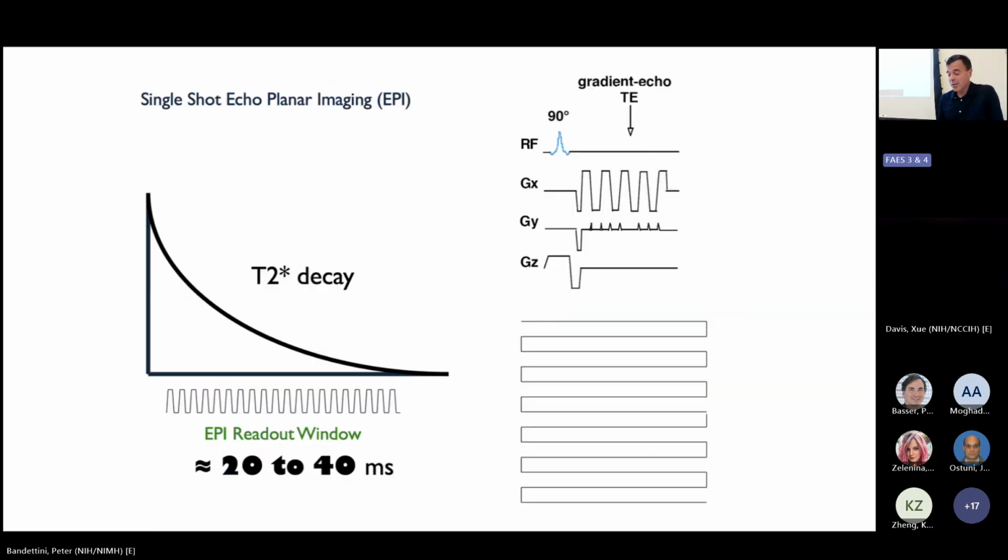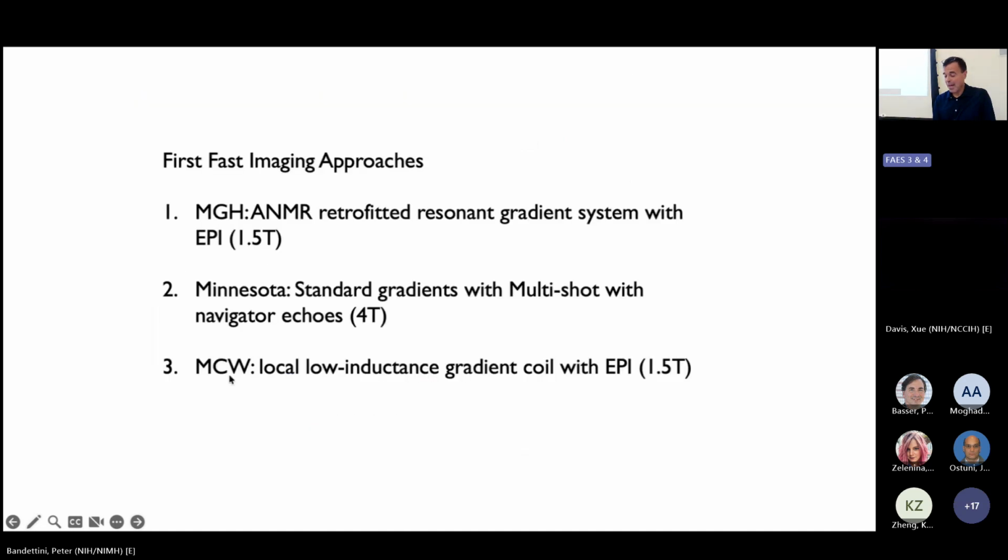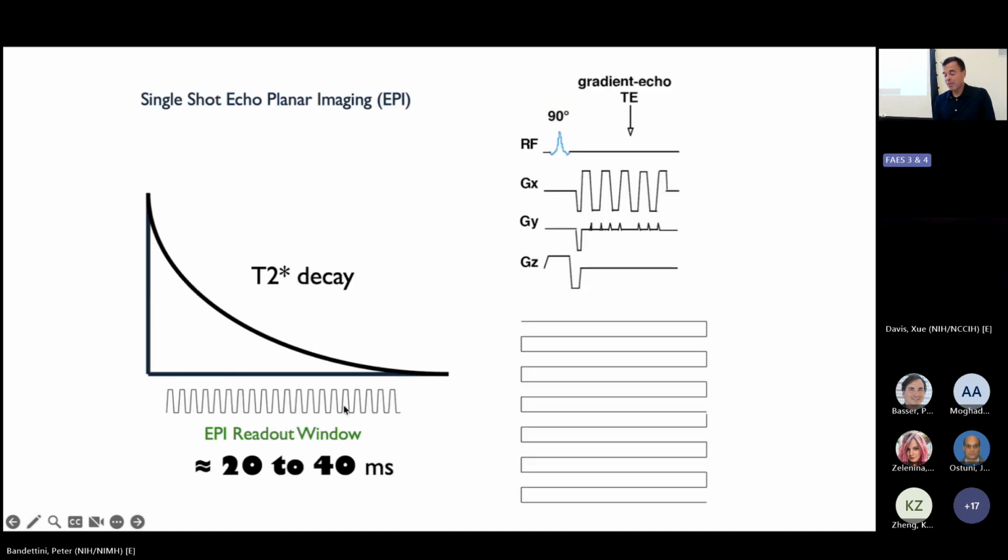But the workhorse experiment, though, was echoplanar imaging, single shot echoplanar imaging. When you give an RF pulse, the signal decays, and it takes about 40 or 50 milliseconds before it's gone. With echoplanar imaging, to encode even a low resolution image, it takes about 20 milliseconds or maybe up to 40 milliseconds at that time. And so you need to oscillate your gradients as rapidly as possible to do spatial encoding before the signal decays away.